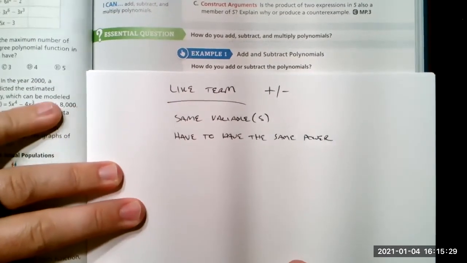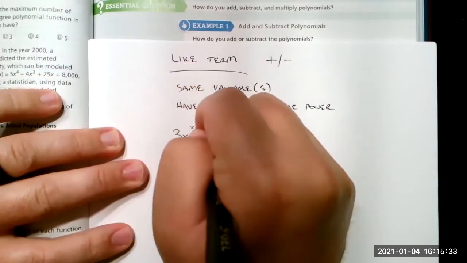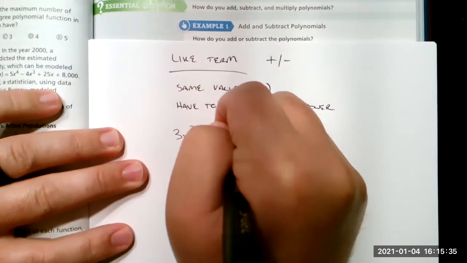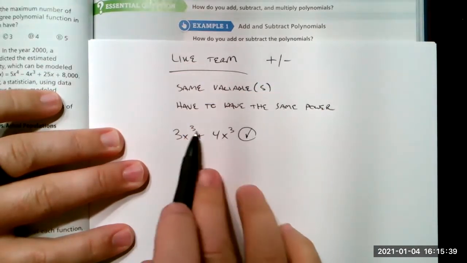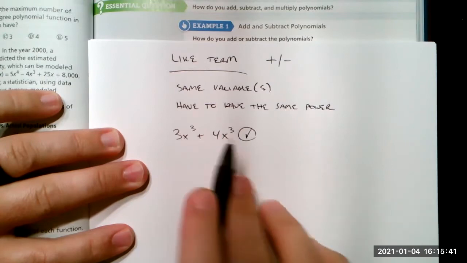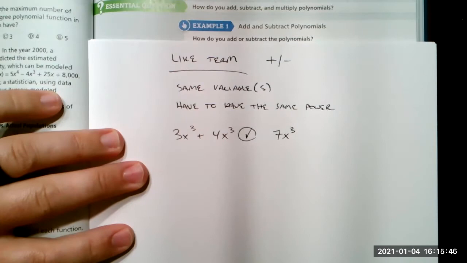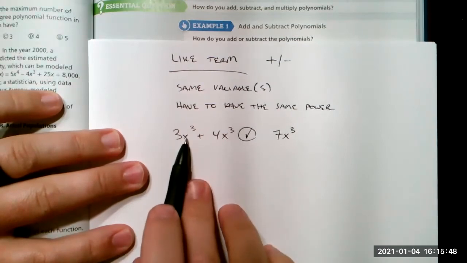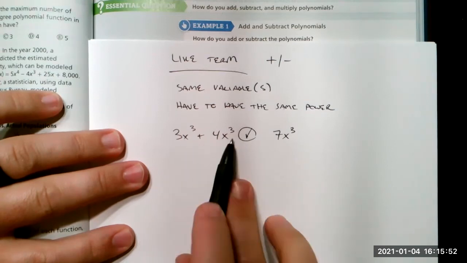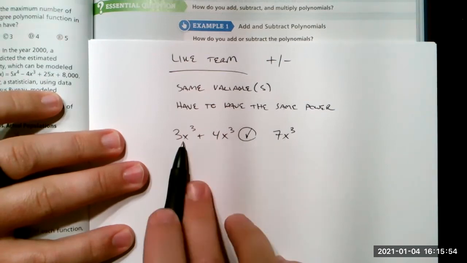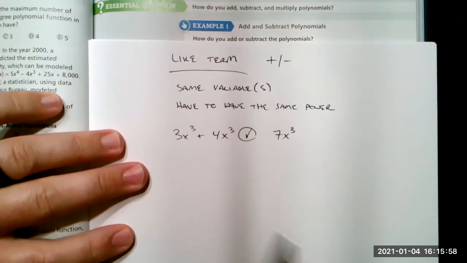Let me give you a few examples here. If I do something like 3x cubed plus 4x cubed, I can do that, right? They're both x's, they're both to the third power, so I can add these together. That gives me 7x cubed. So if I'm adding x cubes to x cubes, I'm still going to have x cubes. Notice that those exponents don't change.